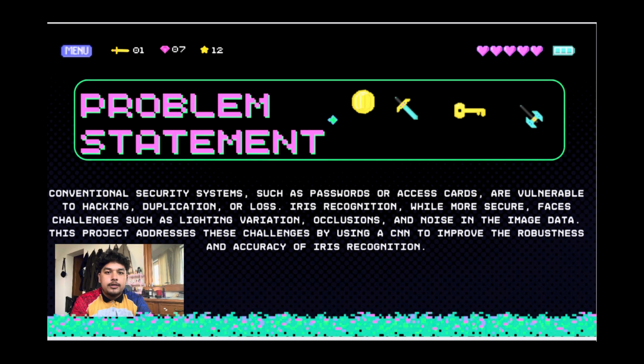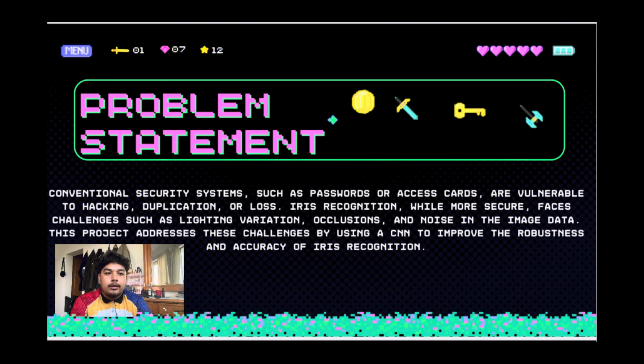So, the next slide is the problem statement. Let's begin by addressing the core problem. Traditional security methods like passwords, PINs, or even access cards are vulnerable. They can be hacked, stolen, or easily duplicated, while iris recognition offers a more secure alternative.